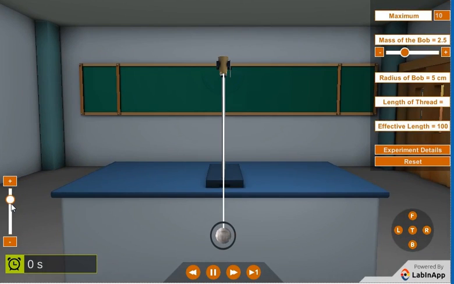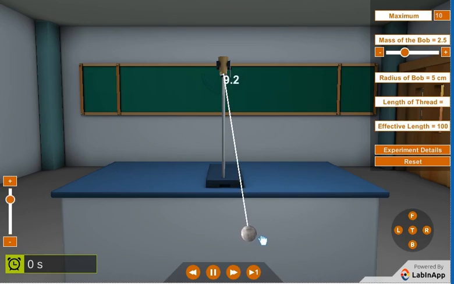Keeping the thread stretched, displace the bob. Also, check the angular displacement of the bob on the protractor attached at the top of pendulum C with the clamp. Release the bob so that it begins to oscillate about its mean position.